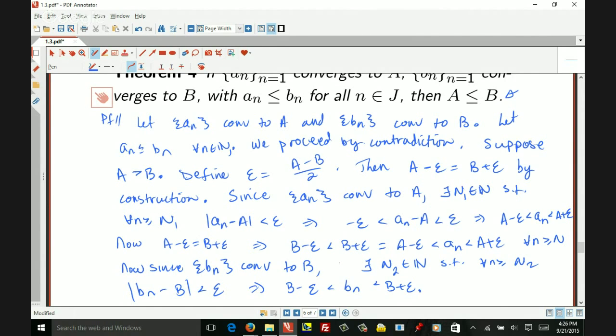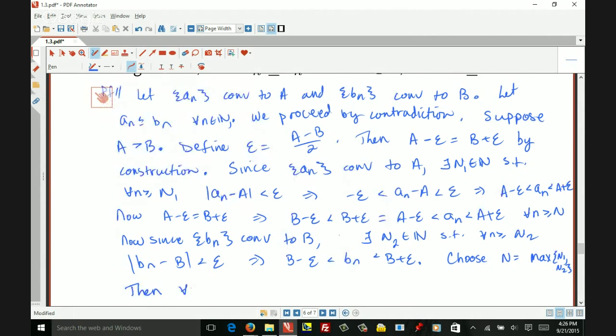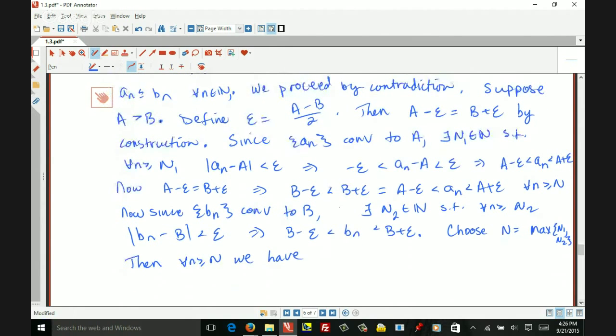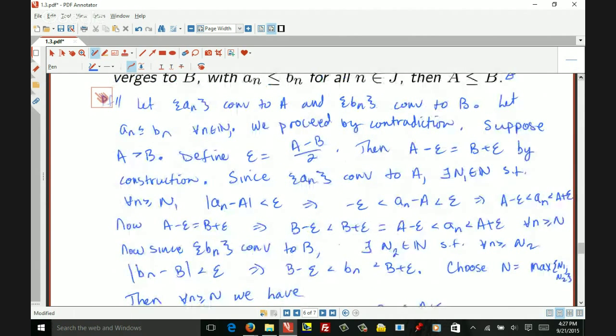I'm going to choose n to be the maximum of these two. We're going to have b minus epsilon is less than b_n, which is less than b plus epsilon, which is a minus epsilon, which is less than a_n, which is less than a plus epsilon. That tells you that b_n is less than a_n. But what did we know in our hypothesis about b_n and a_n? That's a contradiction.